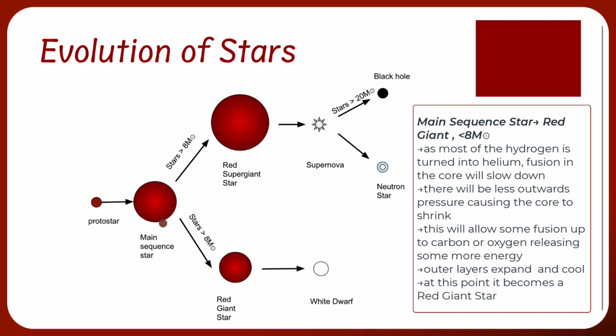Eventually, fusion is going to slow down because we have less and less hydrogen in our center. That will be the fuel in the core, not necessarily the shell on the outside. But as that fusion slows down, I will have less radiation pressure pushing out, causing the core to start to shrink because the gravitational pressure is still there. If it gets to a high enough temperature, I can possibly go from helium combining to make carbon or oxygen, but that will then cause more energy to be released. Our outer layers are then going to expand and cool, and that will create a red giant star.